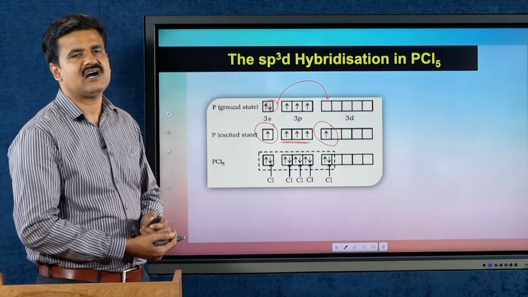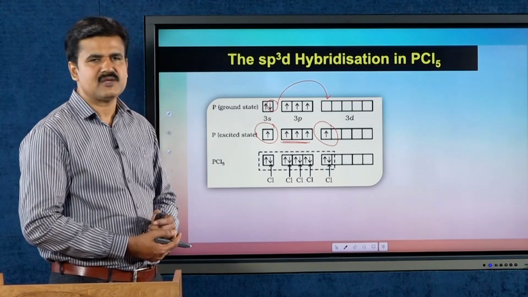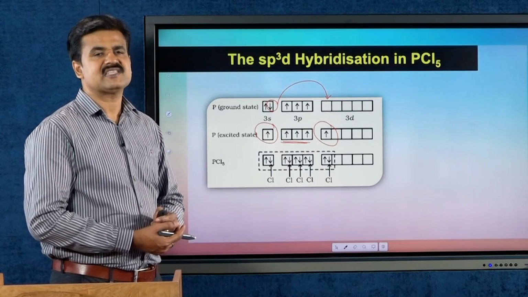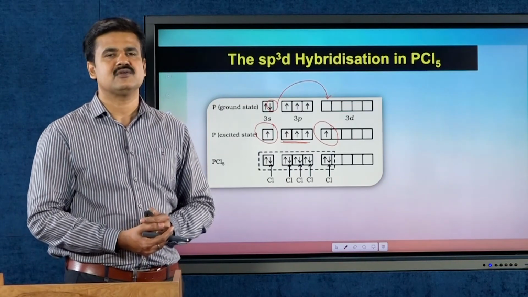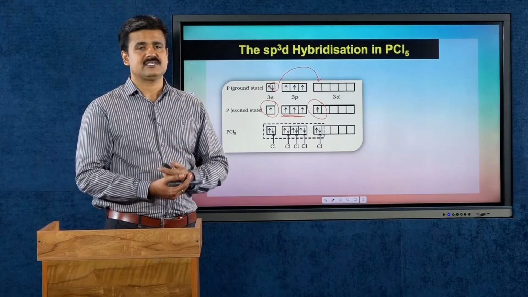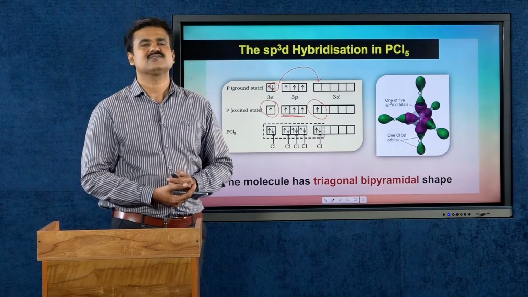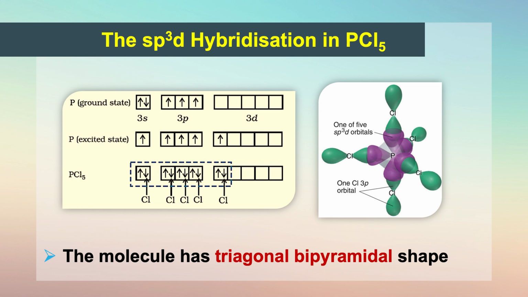So you are having 5 half-filled orbitals, and these include 1 s orbital, 3 p orbitals and 1 d orbital. They will undergo mixing together to produce 5 sp3d hybrid orbitals. These 5 sp3d hybrid half-filled orbitals overlap with the 3p z orbital of the chlorine atom to produce the PCl5 molecule. So the PCl5 molecule can be represented like this. This molecule has trigonal bipyramidal geometry as well as trigonal bipyramidal shape. The shape and geometry are the same because there is no lone pair of electrons on the central atom phosphorus.